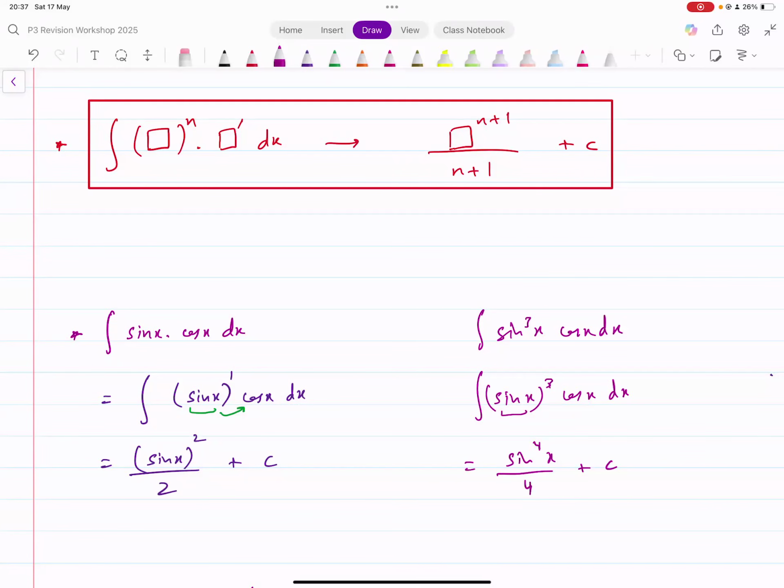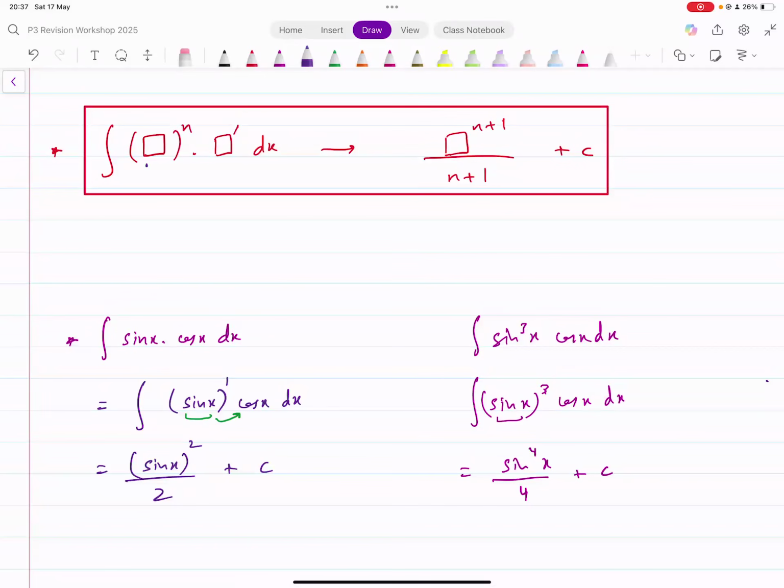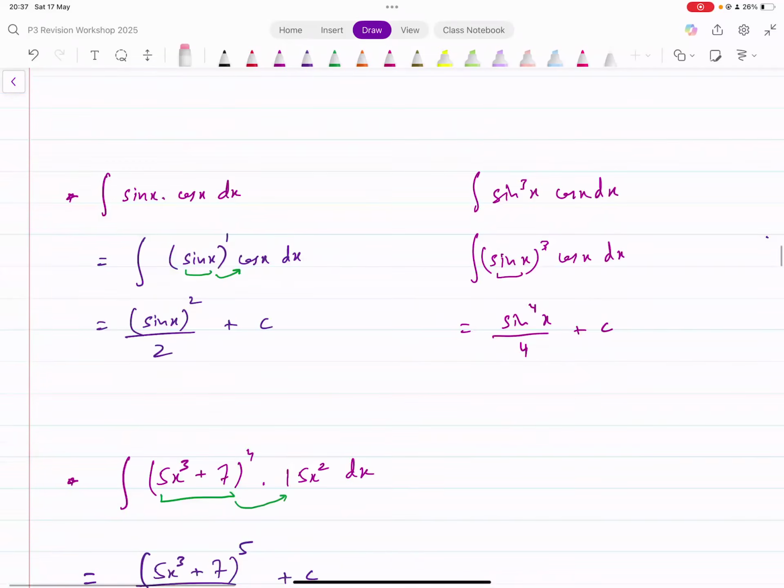Now, in such cases, they often will give you a substitution. But if they don't give you that substitution, this is often a very efficient way of doing this. Think of it like this: if the derivative of the inner part is multiplying outside, you add 1 to the power and divide by that new power.